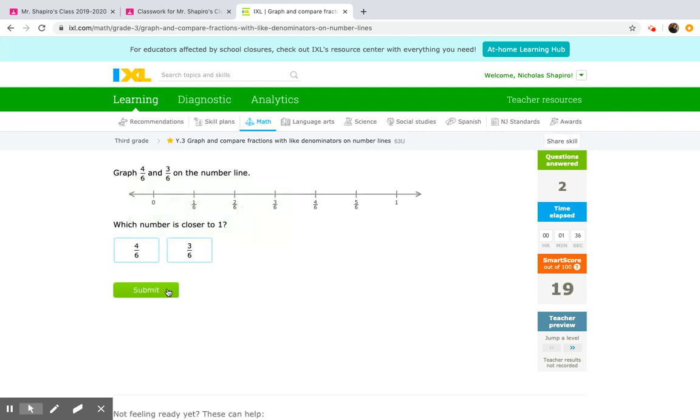I'll do one more, hopefully. And yeah, here we go. 3/6 and 4/6. Even though they're right next to each other, which one is closer to one? And I would say 4/6.